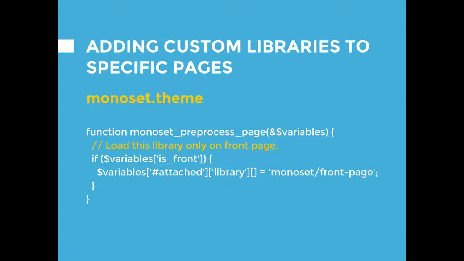This is getting a bit more interesting, where you can specify a library and then only load that on a specific page or specific content type. And this has to be done with a pre-process function. It's in my monoset.theme file, which is again your former template.php file. I have defined a front page library, which is only going to be loaded for those animations. They're not crazy heavy, but still there's no point in loading them across the whole site. So serving those for the homepage.